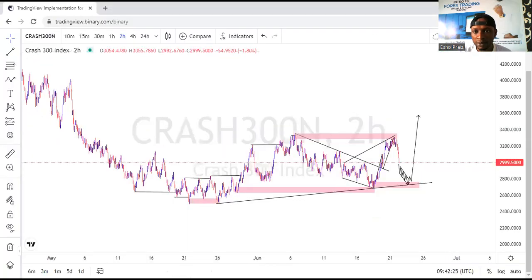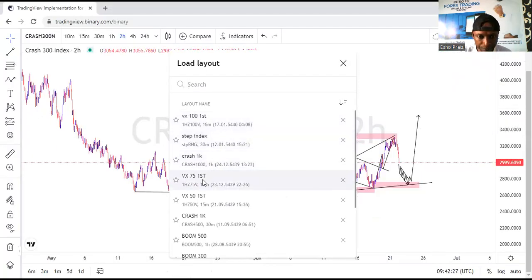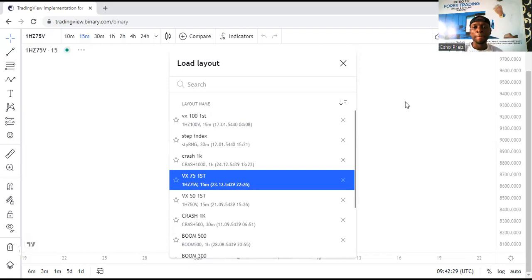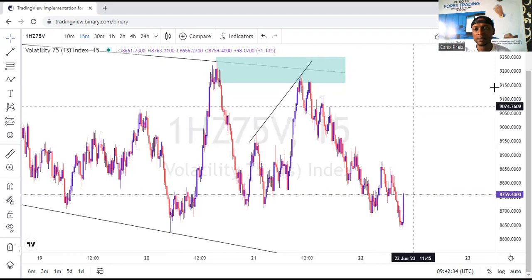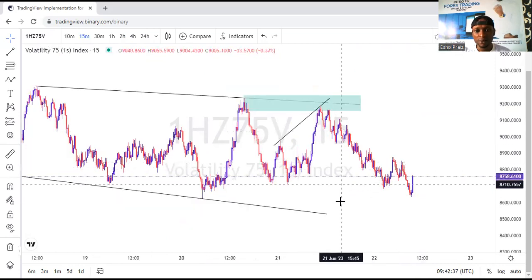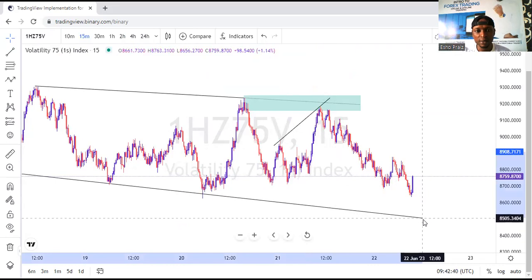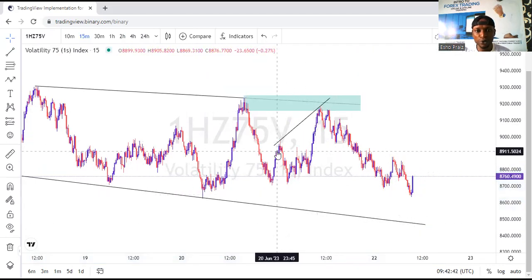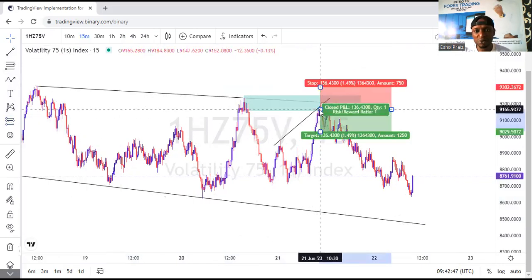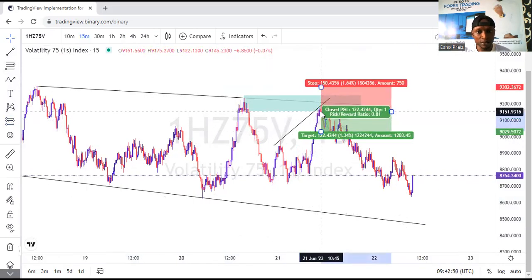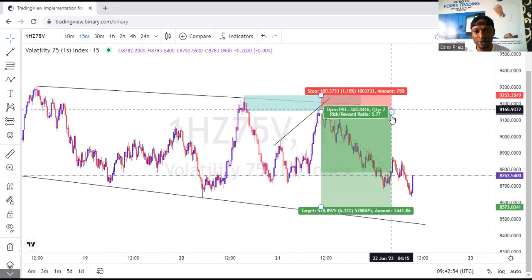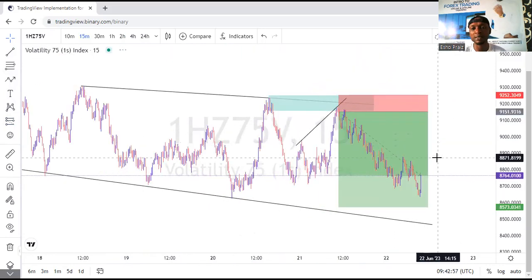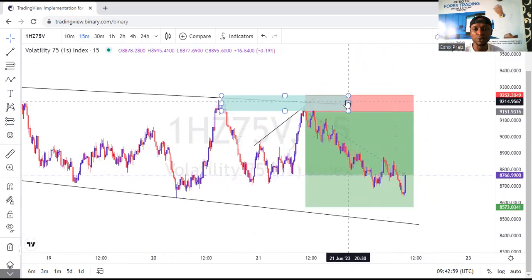Okay, 75 first. So this is it. We have first touch, second touch. See how the market sold to the downside. Some of my students took this. It was late yesterday, in the evening, understand? Some of them took it, and some of them did not. But I personally took it. You can see it, guys.